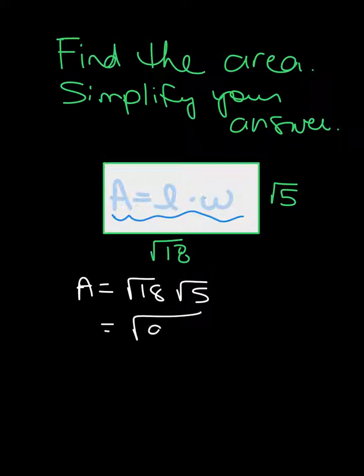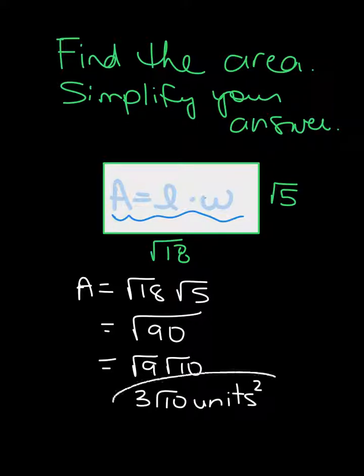18 times 5 gives me 90. I need to look for the highest perfect square that goes into 90, which is 9. So that breaks down to the square root of 9 times the square root of 10. The square root of 9 is 3. So I have 3 root 10, and again it's area, so it's going to be units squared, which is my final answer.